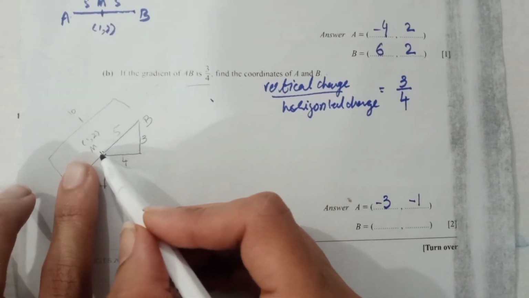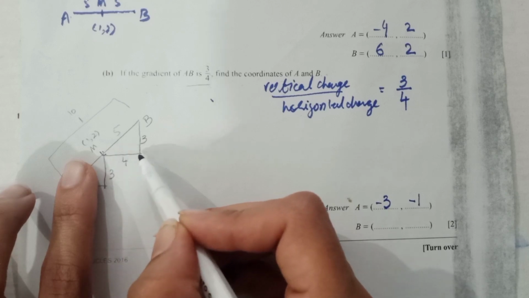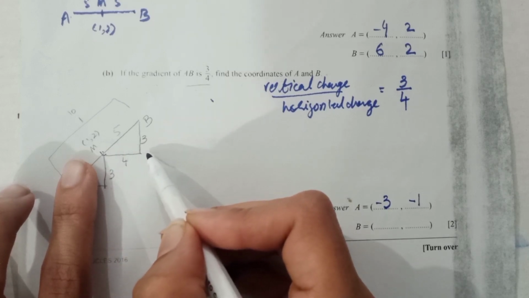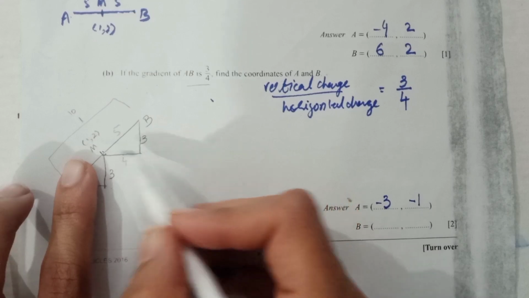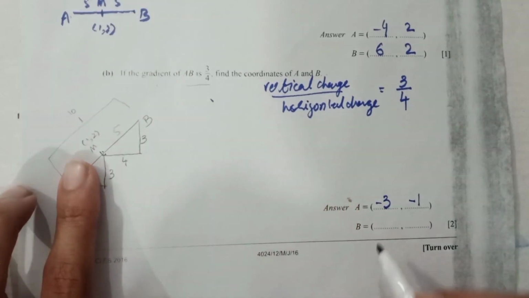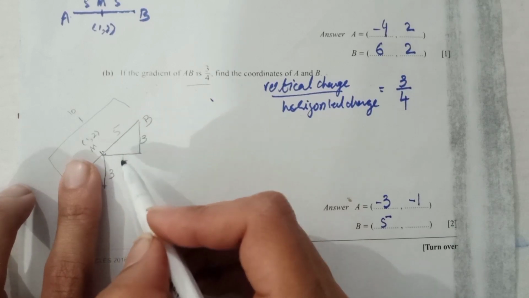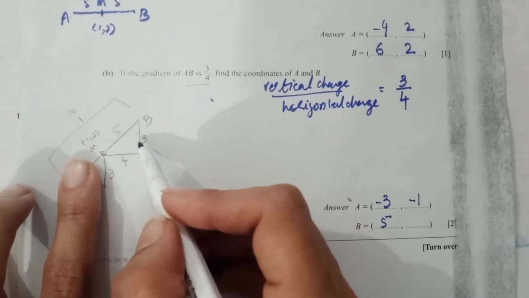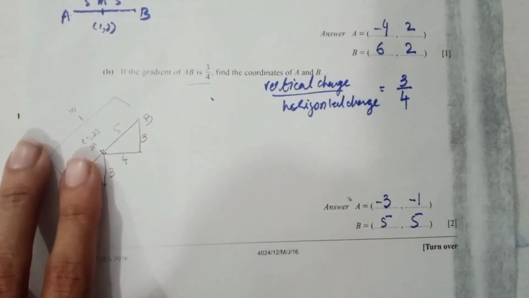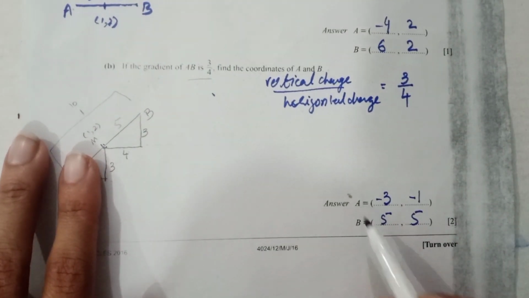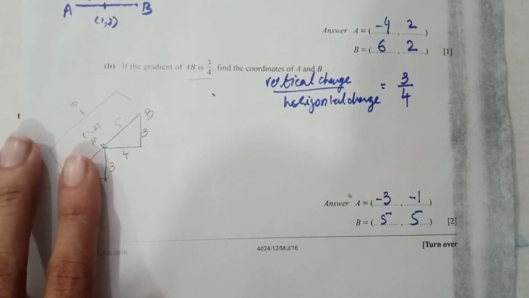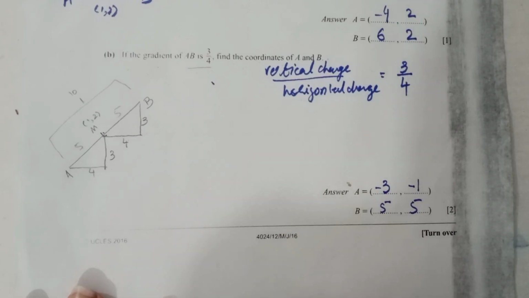For that point we see that we have moved 4 points forward in the right direction. That's why we have to add 4 to 1, we get 5. And in the upward direction it moved 3 points and we have to add 3 to 2 and we get 5. Now students, these are the coordinates of A and B and this question is solved. This question is from May June 16 of variant 2.